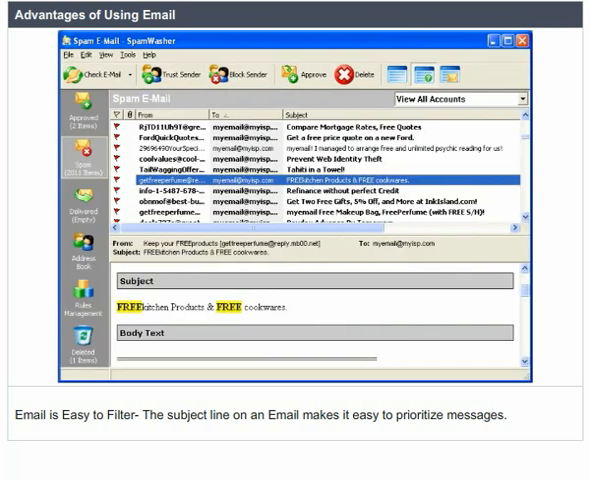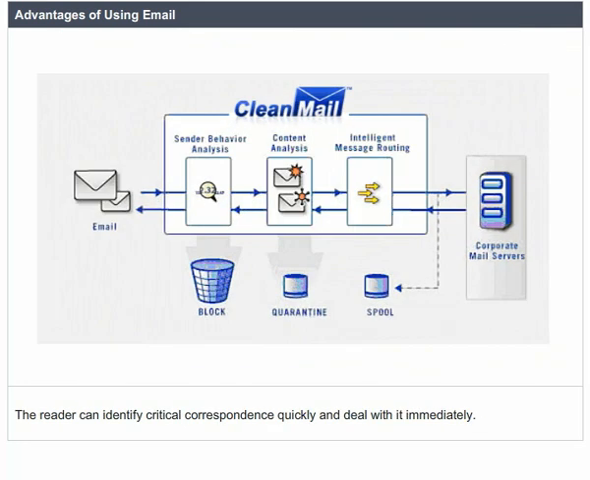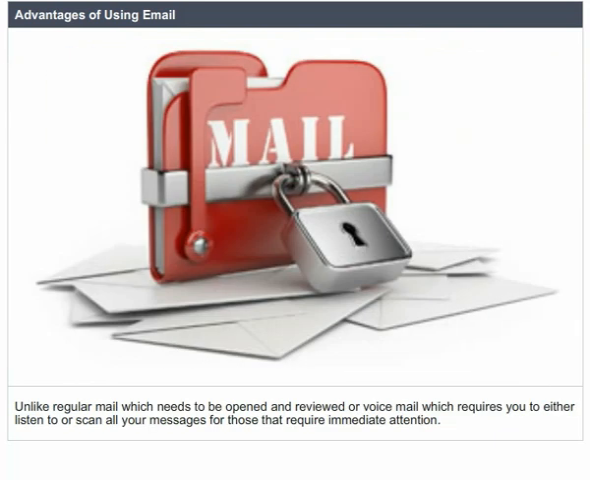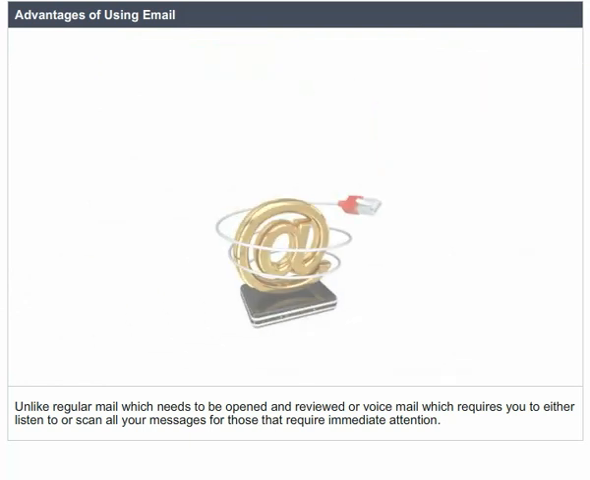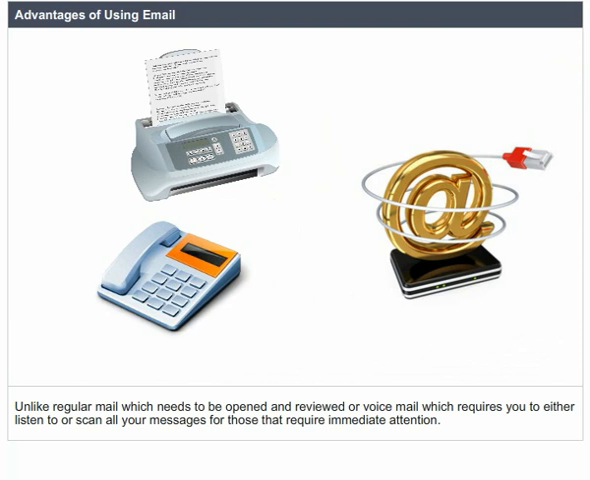Email is easy to filter. The subject line on any email makes it easy to prioritize messages. The reader can identify critical correspondence quickly and deal with it immediately, unlike regular mail, which needs to be opened and reviewed, or voicemail, which requires you to either listen to or scan all your messages for those that require immediate attention.